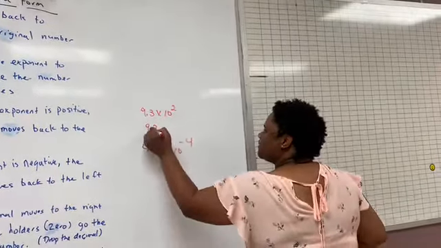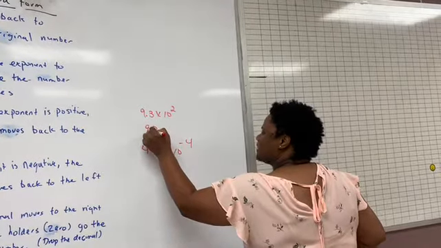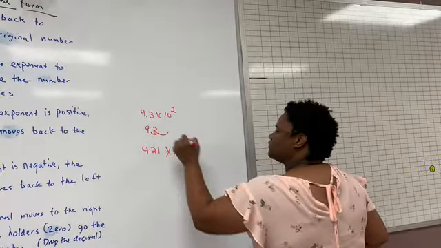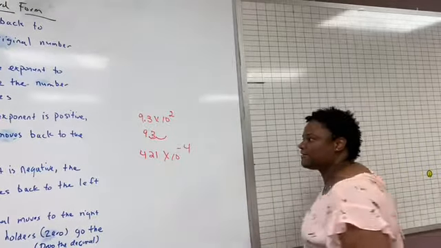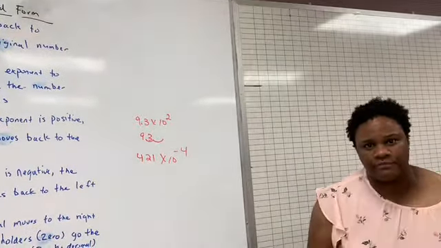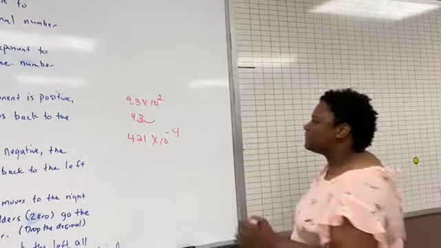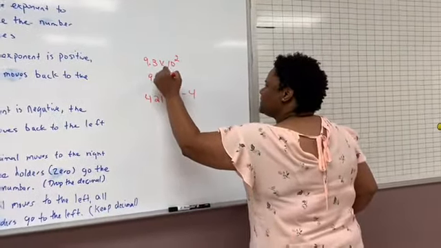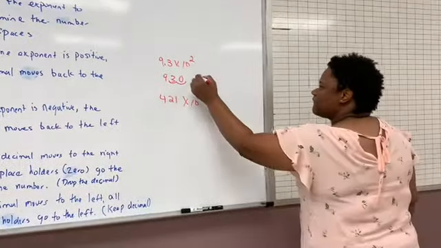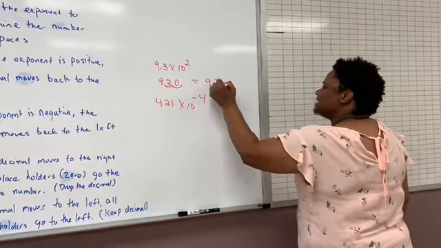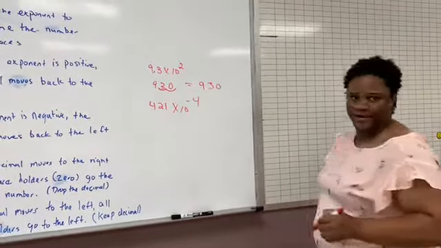So then we're going to move the decimal 2 times. 1, 2. Okay? And you can see this little hump right here. That's a placeholder. And whenever we have a placeholder, we're going to put a 0 right there. And so therefore, our final number is 930.